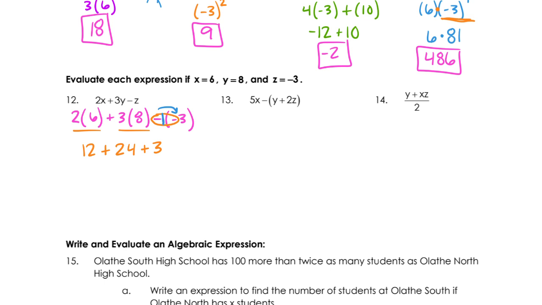Then all I have left is adding. We can go ahead and add all of those together at the same time. 12 plus 24 is 36. Plus 3 would be 39 for our final answer.